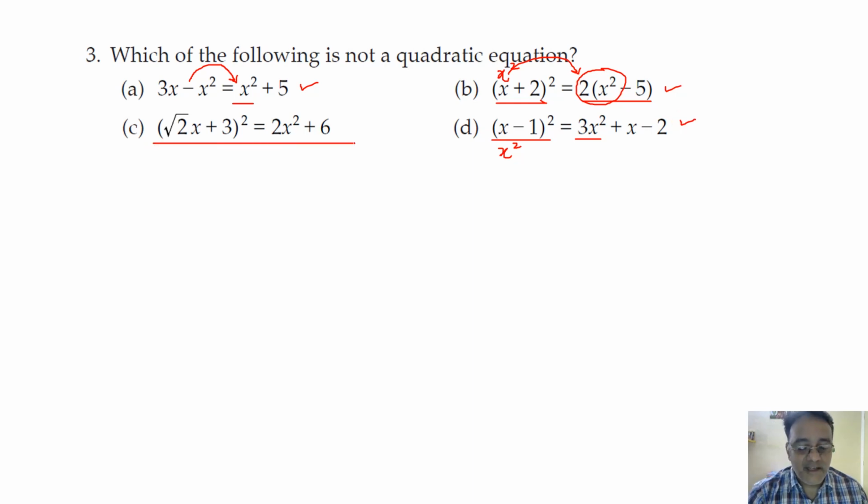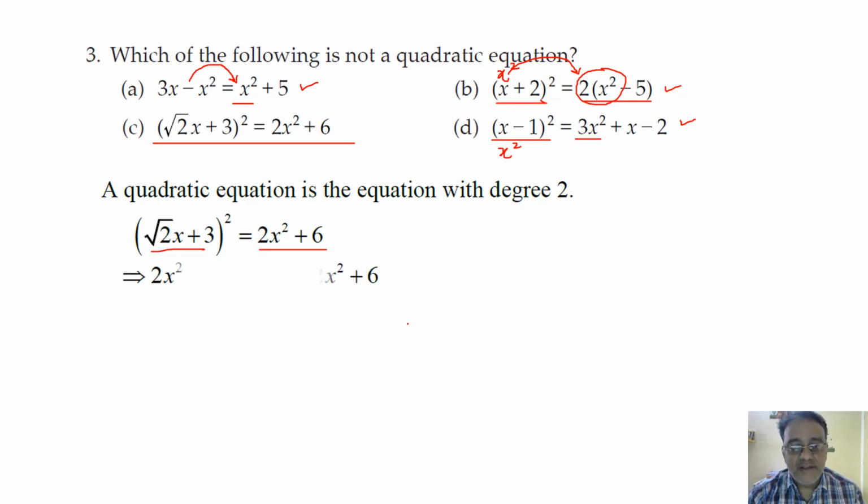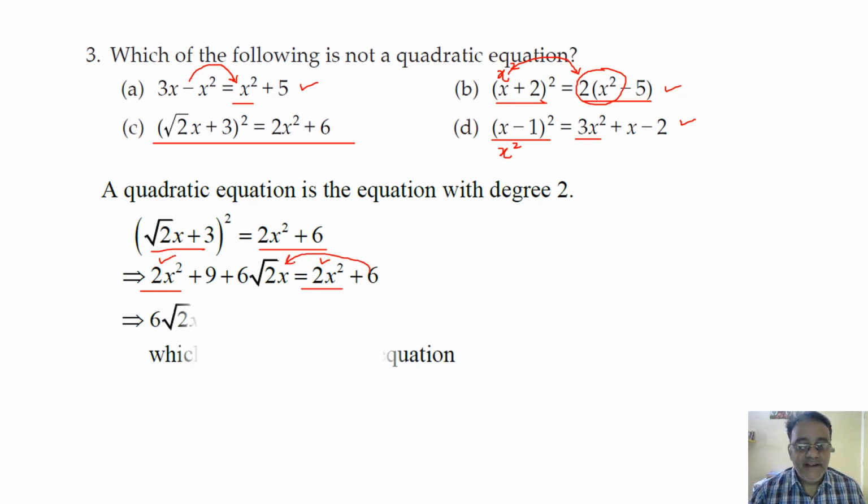Let us expand this and check, right? So a minus b whole square is a square plus b square minus 2ab, that is 2x square plus 9 minus 6 root 2x. So 6 root 2x is equals to 2x square plus 6. Now see, both sides have 2x square, so this will be eliminated. And shift plus 6 to this side, minus 6. So finally we are getting 6 root 2x plus 3 is equals to 0, which is a linear equation.